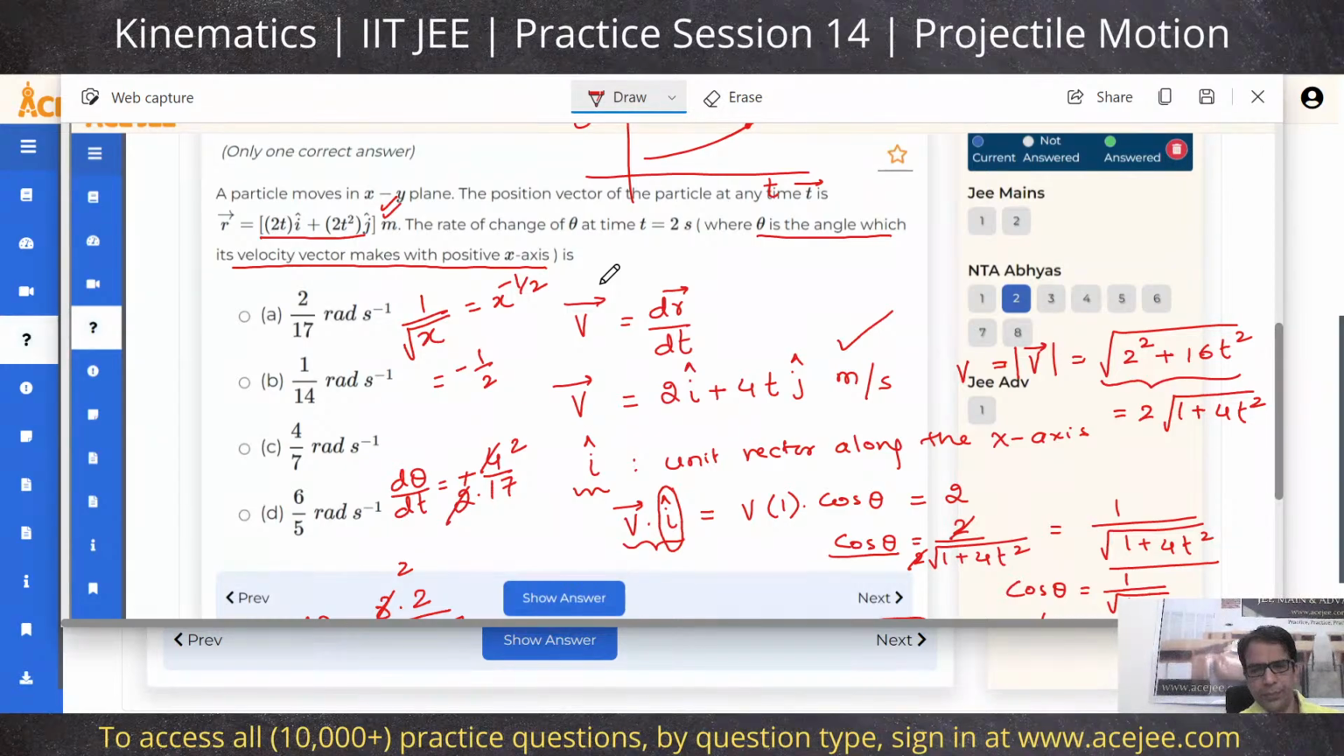both sides. What you're saying is that tan theta is the y coordinate divided by the x coordinate. Yes? Yes, sir. But it does say theta is the angle which the velocity vector makes with the positive x-axis, not the position vector. Right, beta? Yes, sir. And note that the position vector and the velocity vector are not perpendicular to each other.